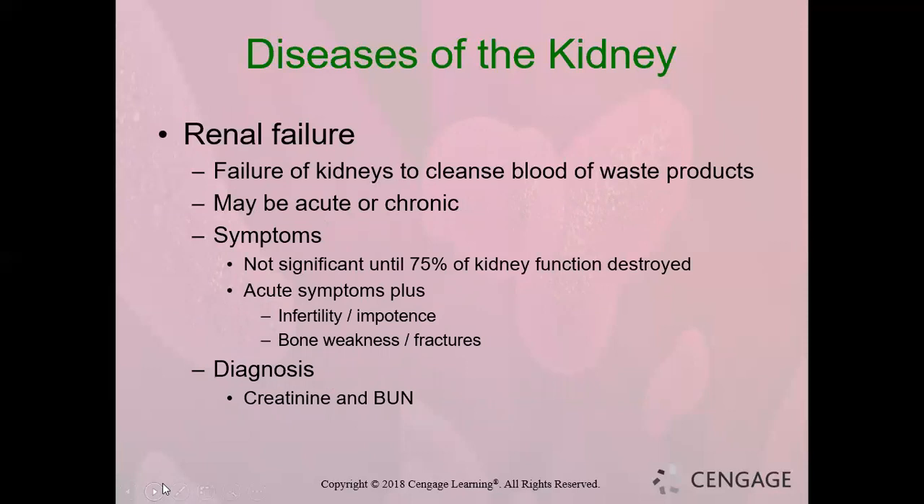Renal failure is the failure of the kidneys to cleanse the blood of waste products. You can have acute or chronic kidney failure. You're not really going to have a lot of symptoms until 75% of the kidney function is destroyed. Then you can have infertility, impotence, bone weakness, and fractures. One of the ways they're going to diagnose this is by a BUN and creatinine. It's just blood tests to let us know how your kidneys are functioning.